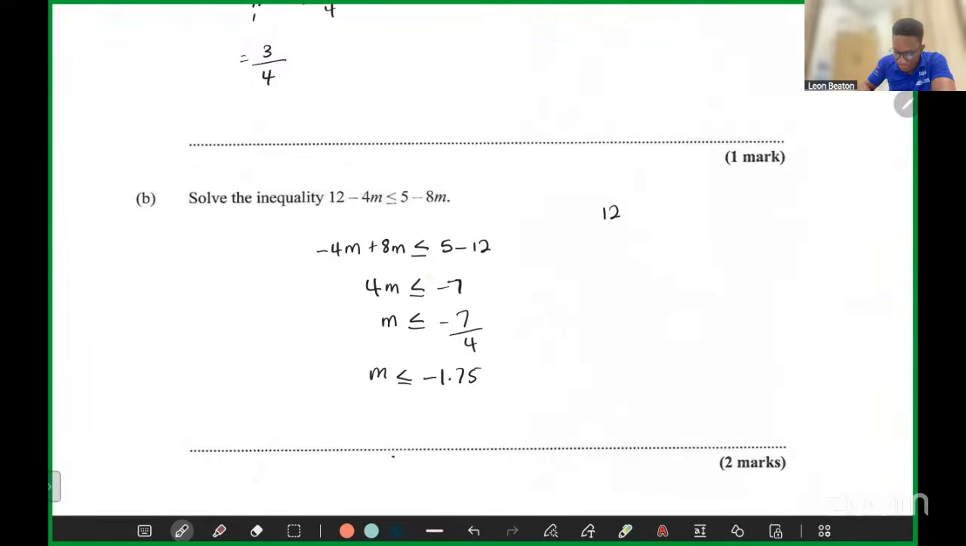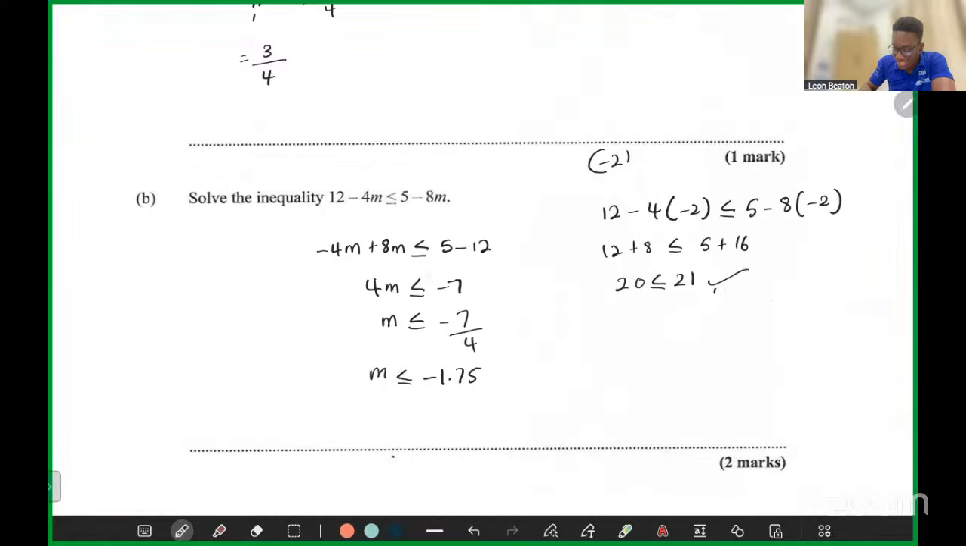So this is 12. We try negative 2, right? So it's 12 minus 4 times negative 2 is less than or equal to 5 minus 8 times negative 2. So this will be 12 minus, negative 4 times negative 2. That will give us a plus 8, is less than or equal to 5, minus 8 times negative 2 will become plus 16. So this will be 12 plus 8 is 20, is less than or equal to 5 plus 16 is 21.